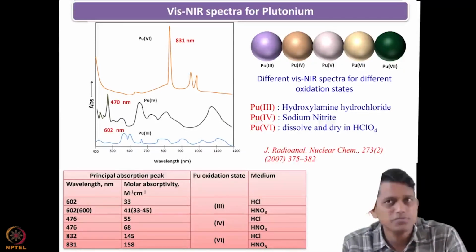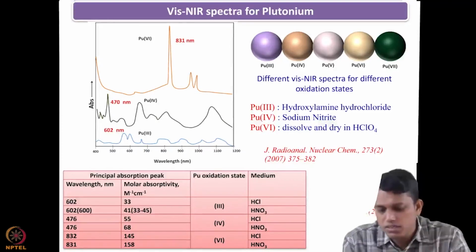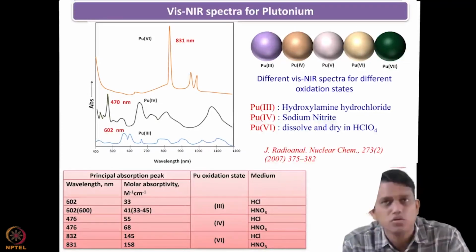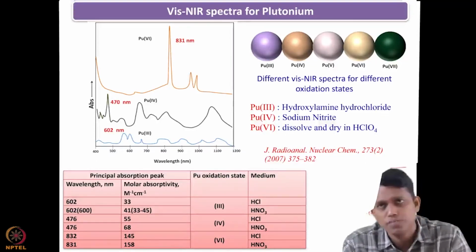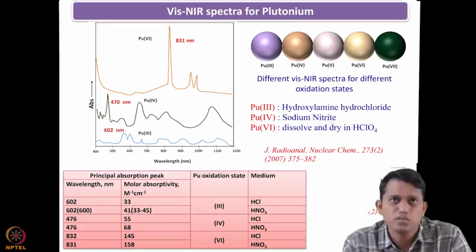So you have to stabilize them before recording the spectra, and these are some of the reagents commonly used for stabilization. For plutonium 3, we generally use hydroxylamine hydrochloride. For plutonium 4, it is sodium nitrate. And for preparing a plutonium 6 solution, we generally use an oxidant, where HClO4 itself acts as the oxidant. We take the plutonium oxide powder or solution, add perchloric acid, dry it, add HClO4 again, and dry it again, repeating 2-3 times until we get a spectrum that is characteristic of plutonium 6.